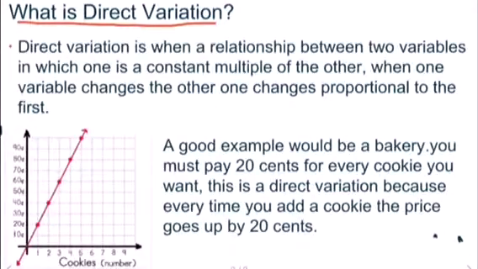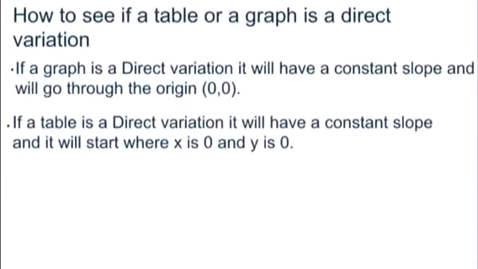What is direct variation? Direct variation is a relationship between two variables in which one is a constant multiple of the other. When one variable changes, the other one changes proportional to the first. A good example would be a bakery. For every cookie you have, you must multiply it by 20 cents. How to see if a table or a graph is a direct variation? If a graph is a direct variation, it will have a constant slope and will go through the origin, (0, 0). If a table is a direct variation, it will have a constant slope and it will start where x is 0 and y is 0.